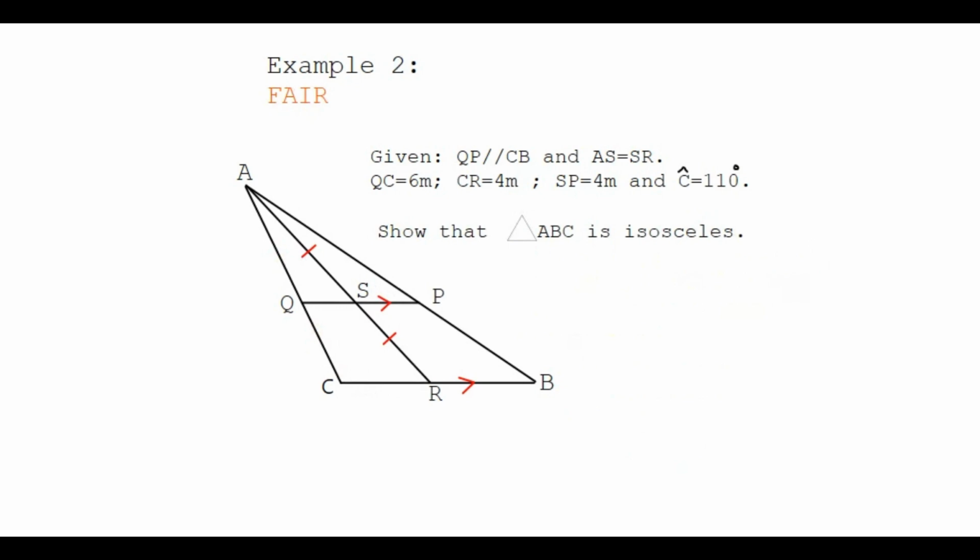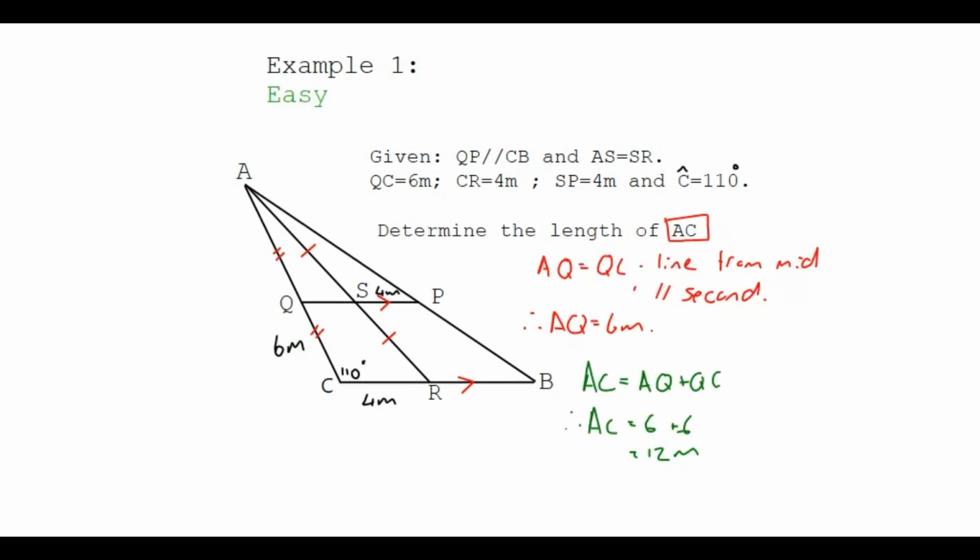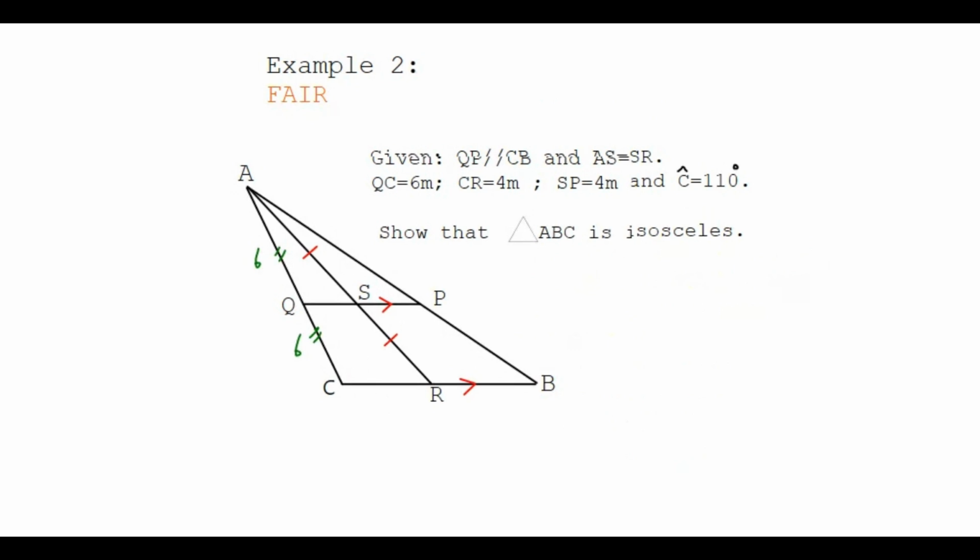The fair level question, we're going to use the same diagram, same introduction for this. Just remember, here we had 6. We just proved these two are equal, meaning this was also 6. And what else is given there? 4 meters and 4 meters, and this was 110 degrees. Now they say show that triangle ABC is isosceles. What do they want to see? They want to see, are the legs the same length?